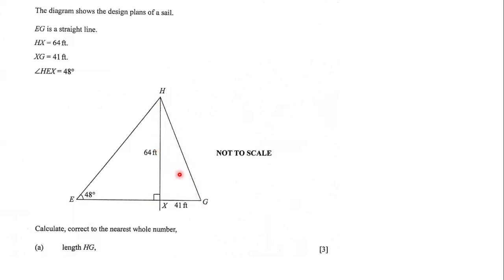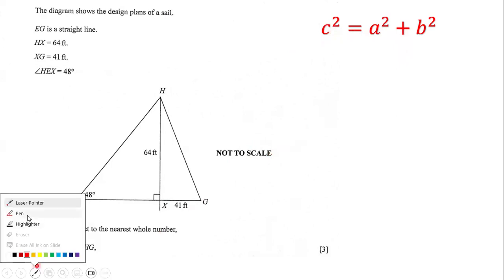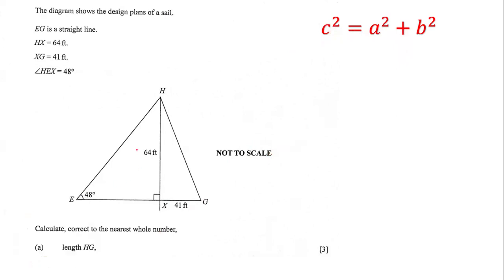And so we can use the Pythagoras theorem, right? The Pythagoras theorem tells us that c squared is equal to a squared plus b squared. We have that a is 64, b is 41, and c is the missing side, which is the hypotenuse. So that's what we're trying to find.